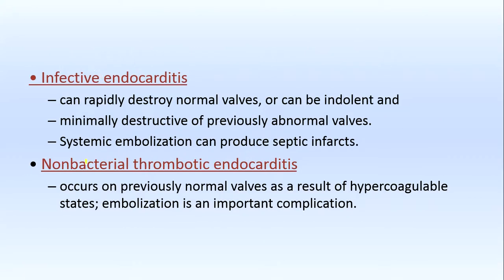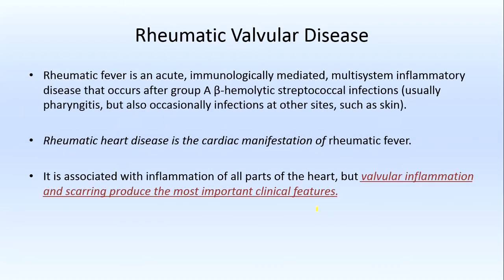Infective endocarditis and non-bacterial thrombotic endocarditis. Infective endocarditis, as the name indicates, is caused by some infective agent. It rapidly destroys the normal valves, or it can be indolent, or it can also cause minimal destruction of the previously abnormal valves. And in non-bacterial thrombotic endocarditis, as the name indicates, the main cause is some hypercoagulable state, and embolization is an important complication.